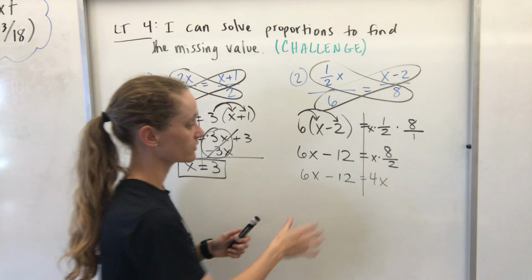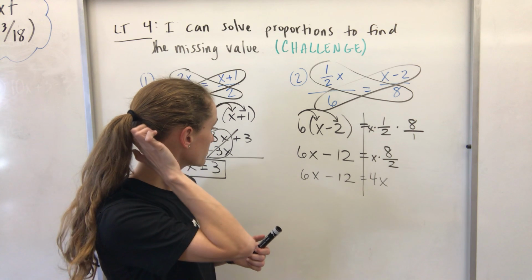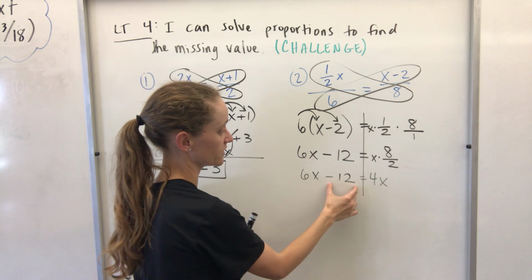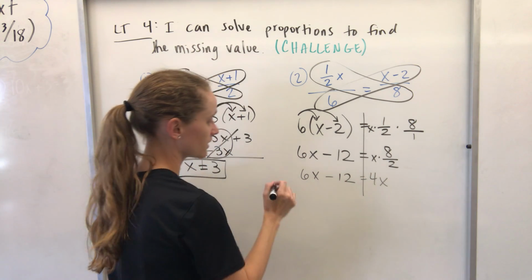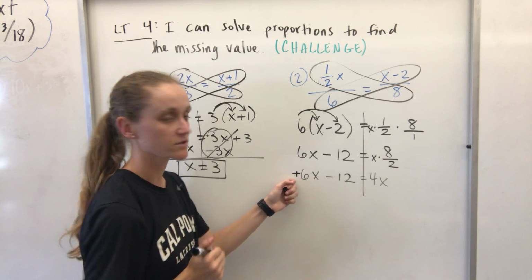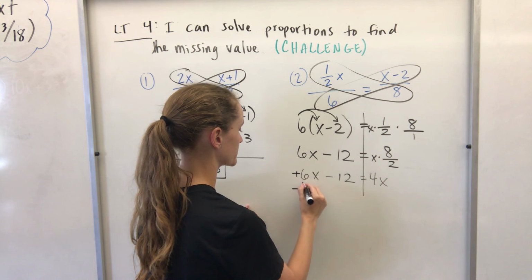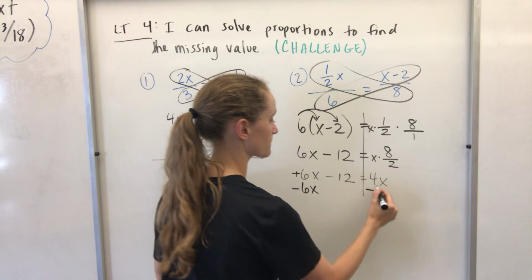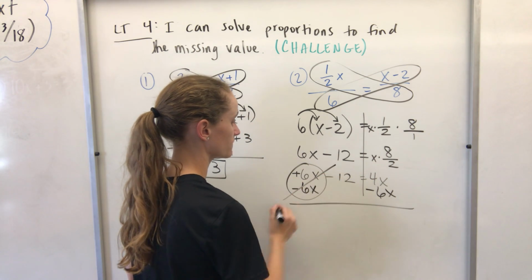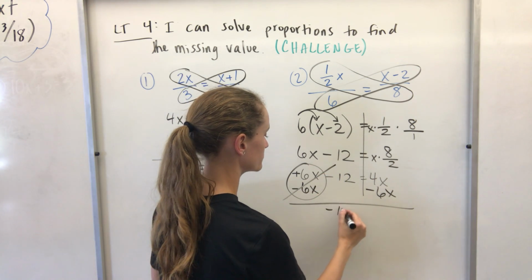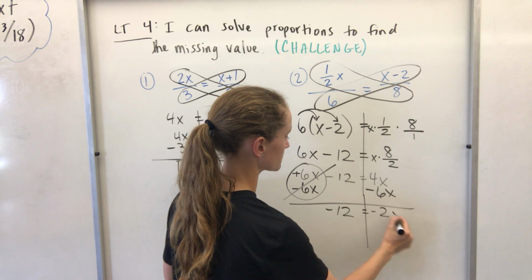The idea is I want to get all the x's on one side and all the units on the other side. And so here, because I have units over here, why don't I try to move the 6x onto this side? So this 6x is positive because there's nothing in front of it. So if this is positive 6x, the opposite is negative 6x. So that's my 0 pair. This is negative 12 equals, and that's negative 2x.